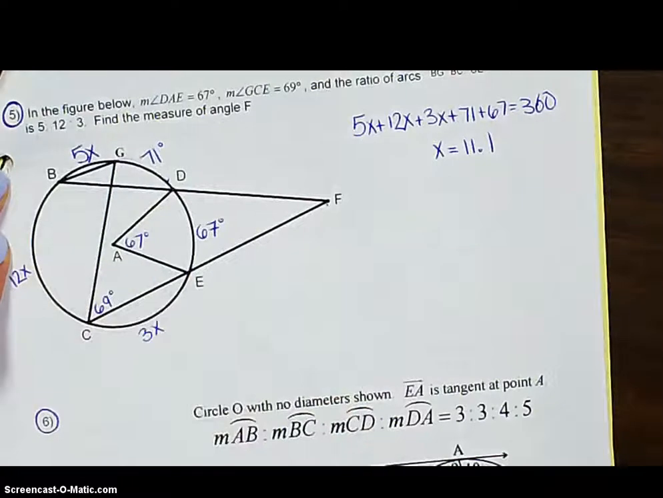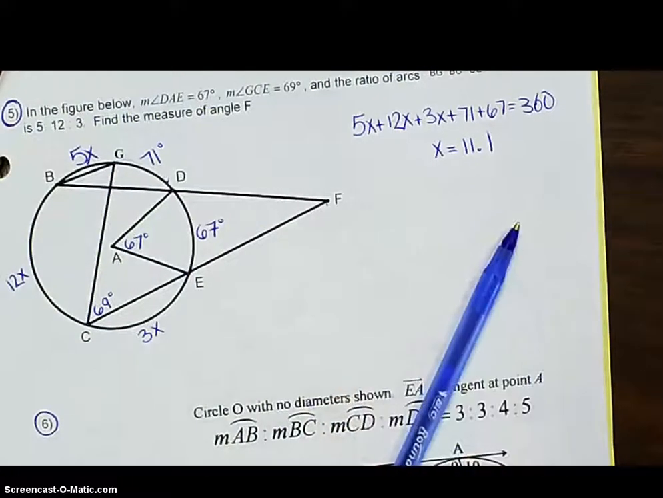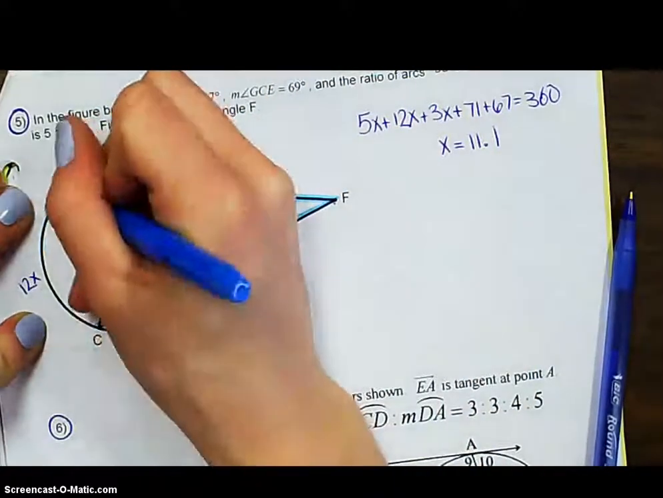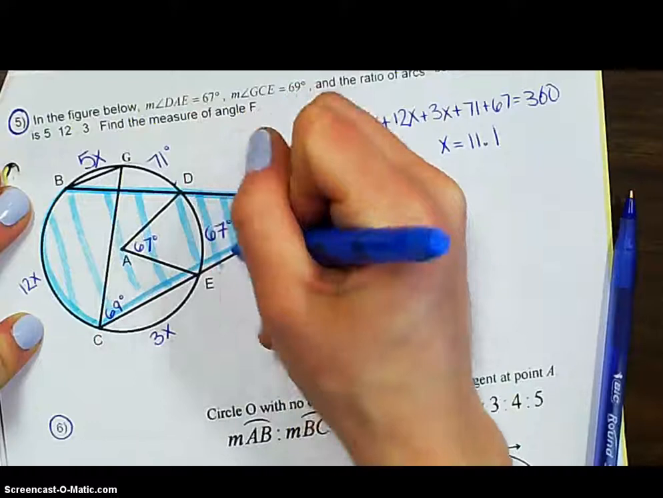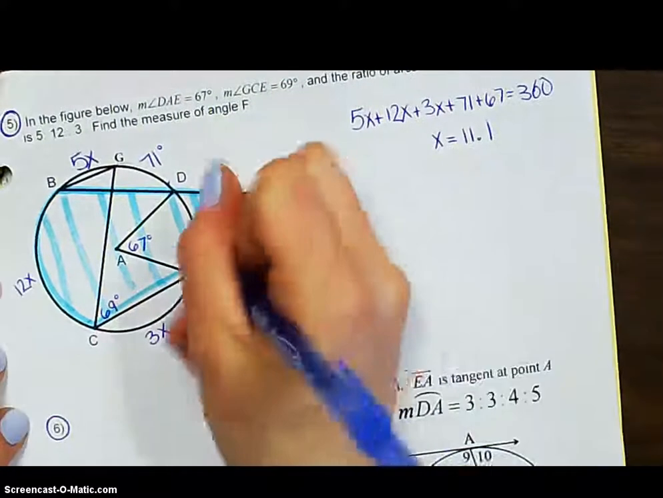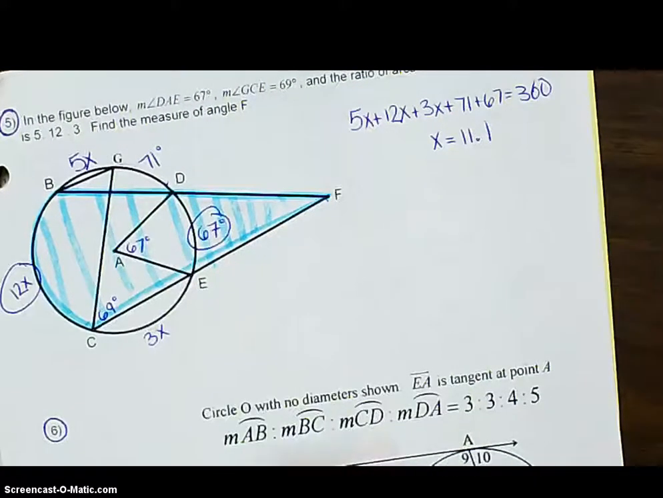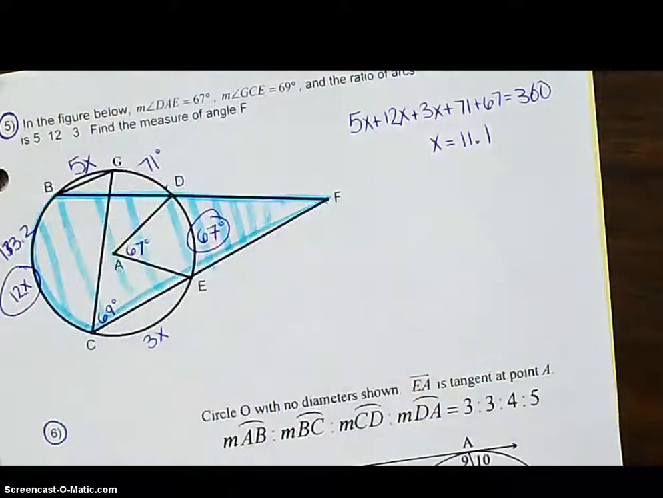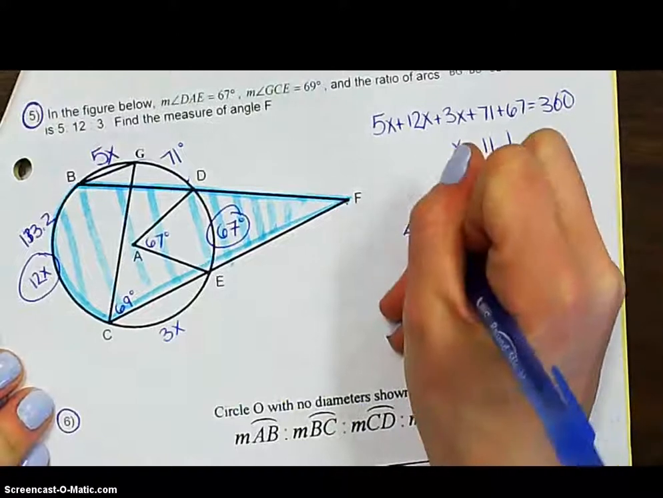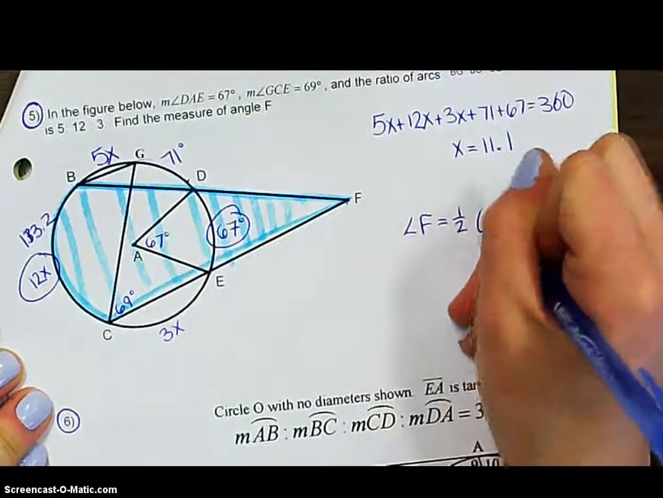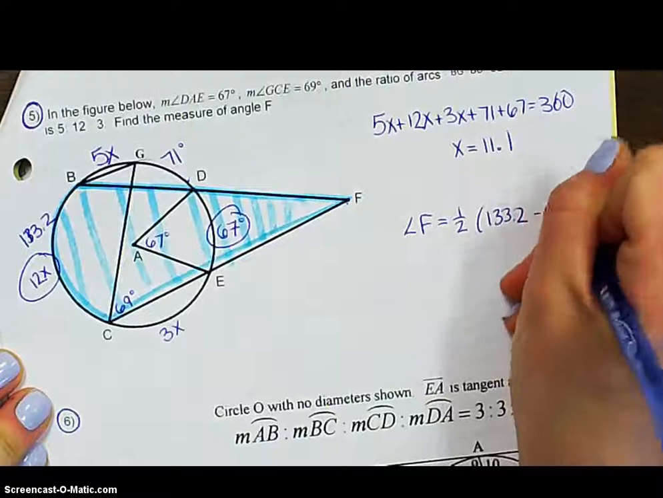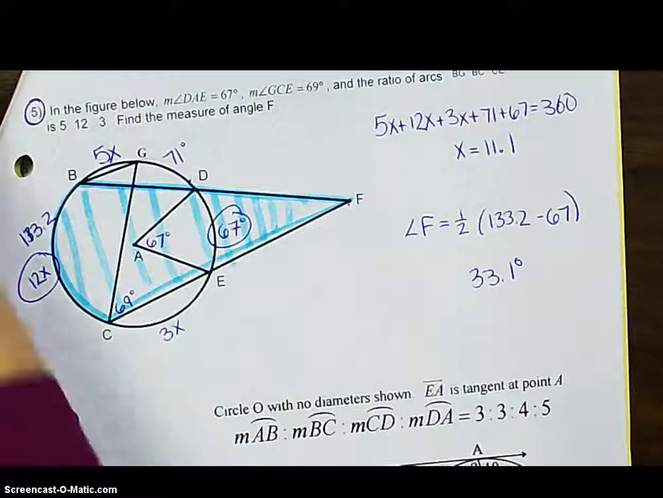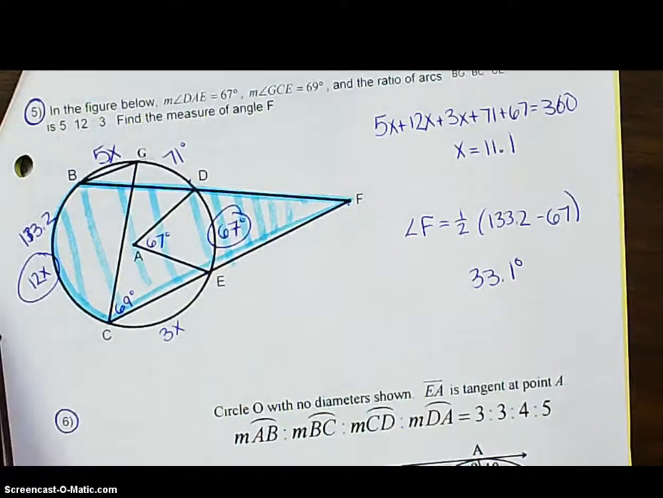Okay, so 5x, or actually I don't need to plug it in for all, because if I'm solving for the measure of angle F, all I need are the arcs that are inside of this angle. And I know those arcs are going to be 67 and 12x. The 12x is going to be 133.2. So now I can go ahead and plug it into my formula. Angle F is equal to 1/2 133.2 minus 67, which gives us 33.1 degrees. All right, go ahead, try the last example on your own, and the sub is going to have the solution.